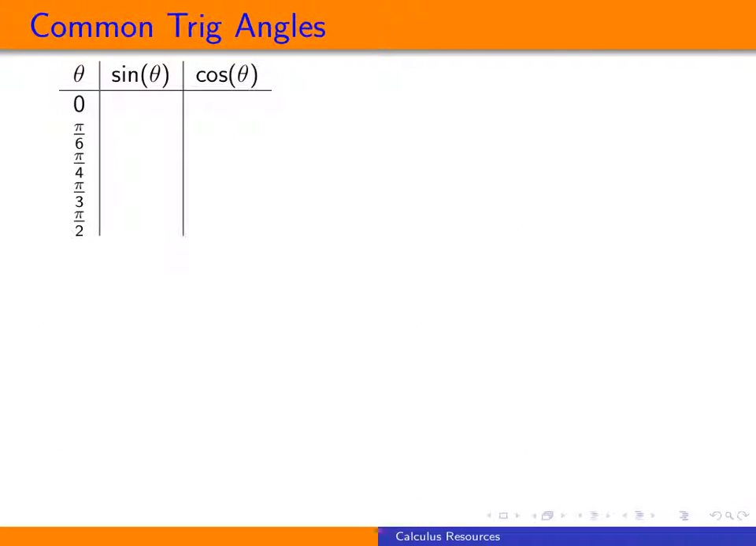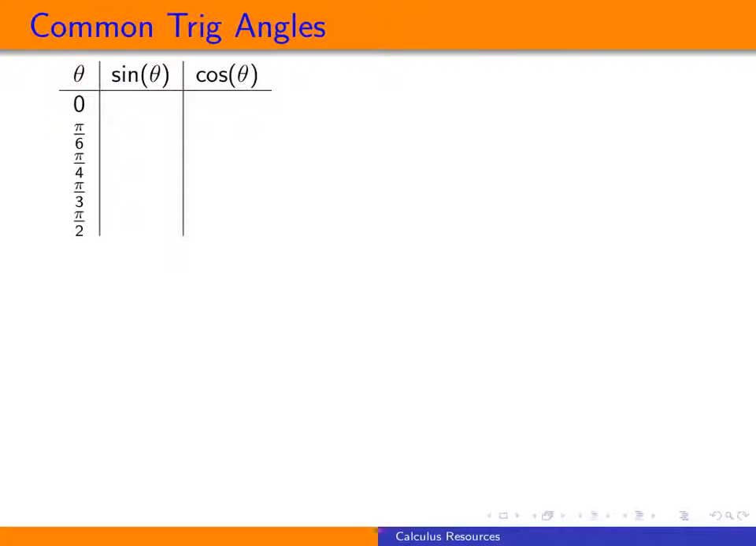In this video, we will discuss the common trig angles. This is something that is absolutely essential for you to know for your calculus sequence. The values of the trig functions, specifically sine and cosine, at these common angles, 0, pi over 6, pi over 4, pi over 3, pi over 2, and then even multiples of that around the unit circle.